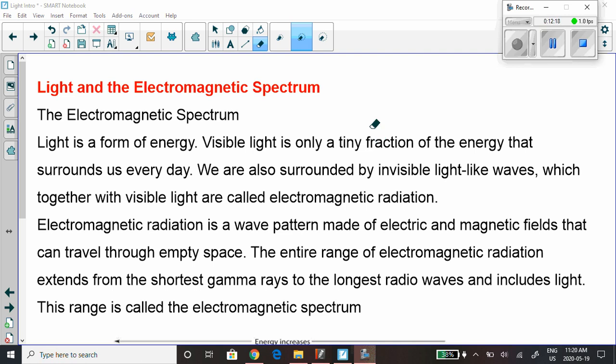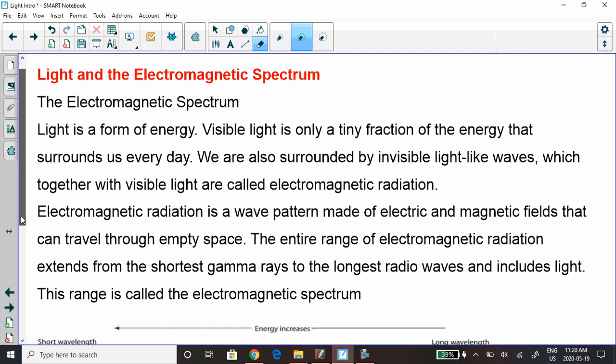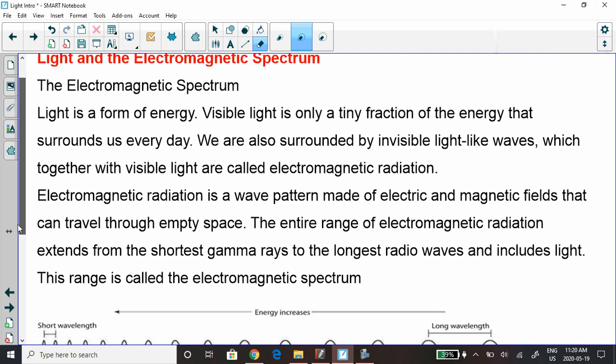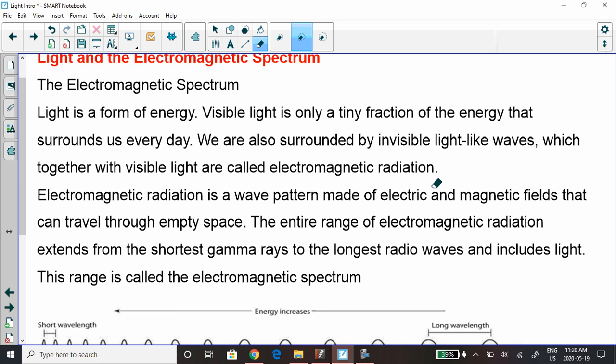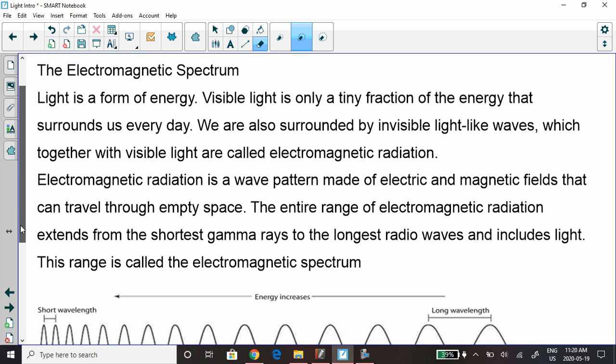So let's bring this all together. Light and the electromagnetic spectrum. Light is a form of energy. Visible light is only a little bit of that type of energy that surrounds us every day, but it's the part that we can see. We are also surrounded by invisible light-like waves, which together with visible light are called electromagnetic radiation. Electromagnetic radiation is a wave pattern made of electric and magnetic fields that can travel through empty space. So we're just recapping what I said earlier.